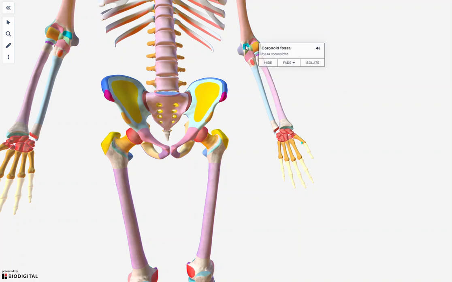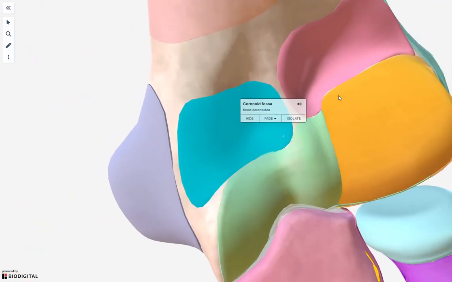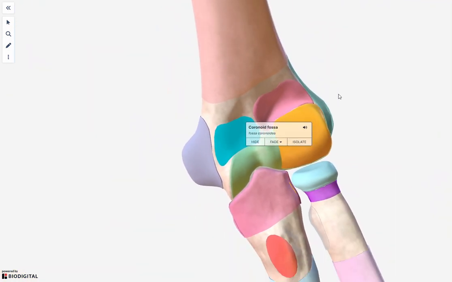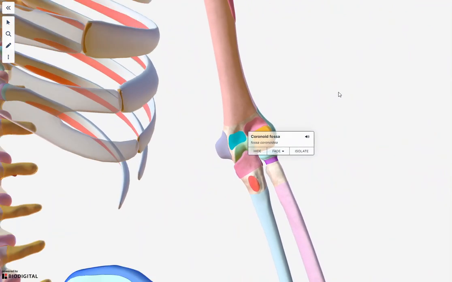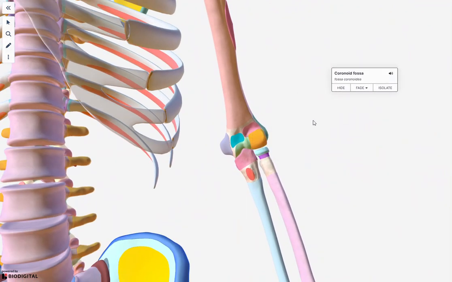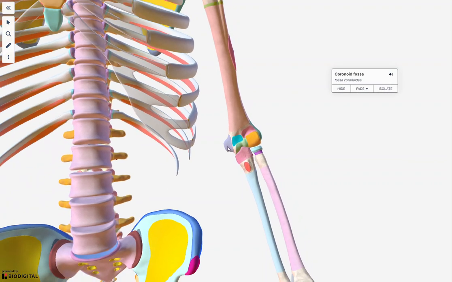We need to know the coronoid fossa. We need to know the radial fossa. That's where, when our elbow bends, the radial head fits in the radial fossa. So the fossas are named by the bone that sits inside it. This is the coronoid fossa because the coronoid process of the ulna fits in that fossa when we bend our elbow. All right, so I just want to give you a little idea of how detailed this can be.